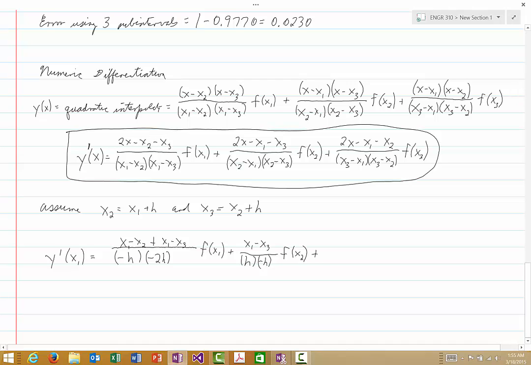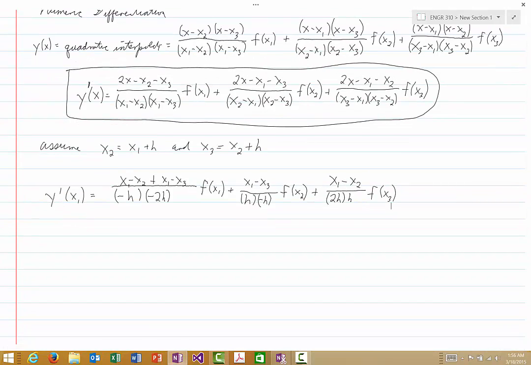And then finally, when we plug in x1 for x in the last term, 2x1 minus x1 will give us x1. So we have x1 minus x2 over x3 minus x1 will be 2h. And x3 minus x2 is h. And then f of x3. And now we can simplify this further. x1 minus x2 is minus h. And then we have a plus. x1 minus x3 is minus 2h.